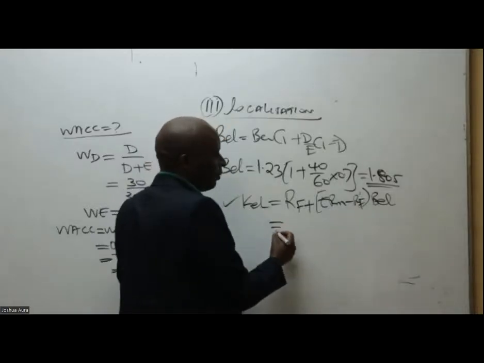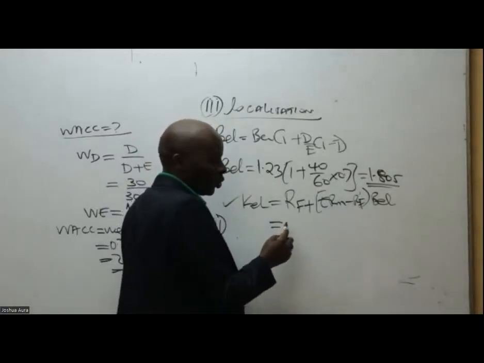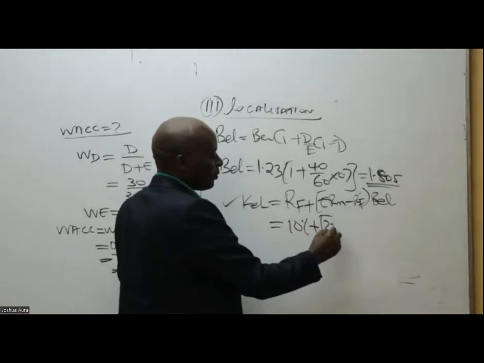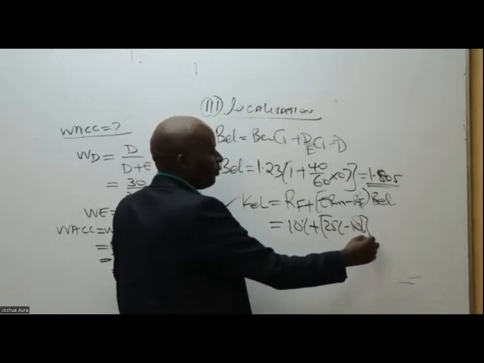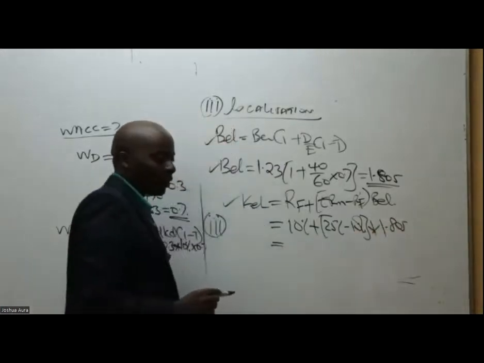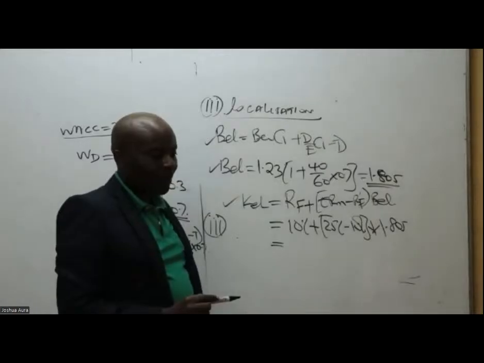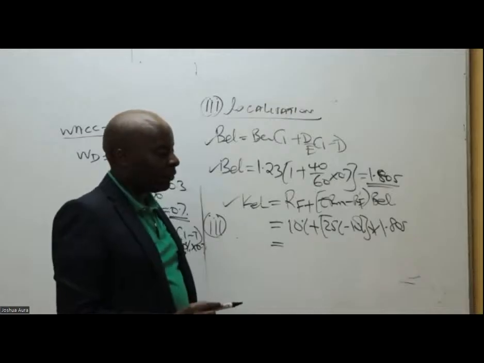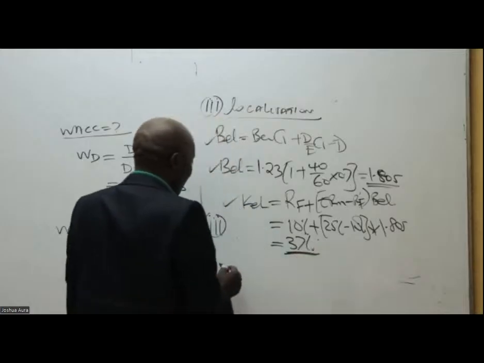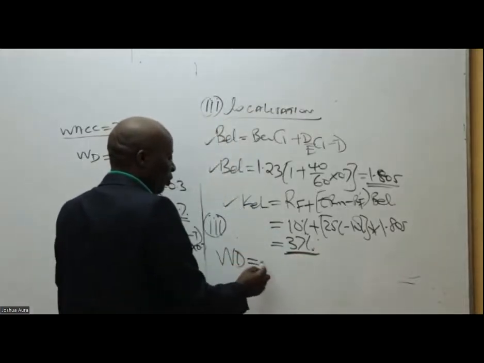So the risk-free, are you able to see the risk-free? Risk-free is what percentage? Risk-free, 10. Market returns, if my memory serves me well, was 25, minus 10, multiplied by the beta that we have here, which is 1.805. So at the end of the day, what are we getting as our cost of equity? 37%.